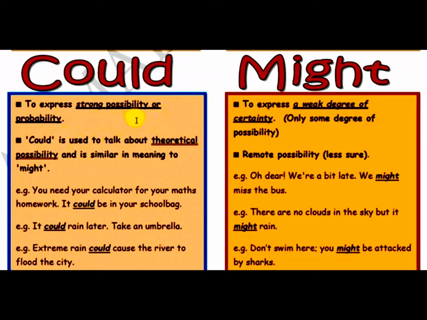Like I said, might expresses a weak degree of certainty in Arabic. هي درجة الضعيفة of تأكد. درجة ضعيفة تأكد. Could is strong degree and might is weak degree. So they're the opposite. So in conclusion, could is strong possibility and might is remote possibility, and you're less sure when you say might. You're not sure. You're very less sure. Let's look at the examples that I have here.